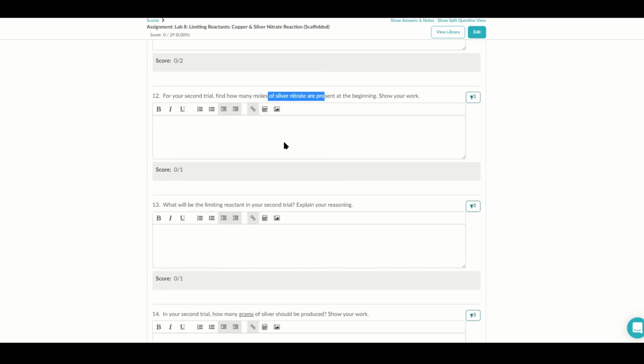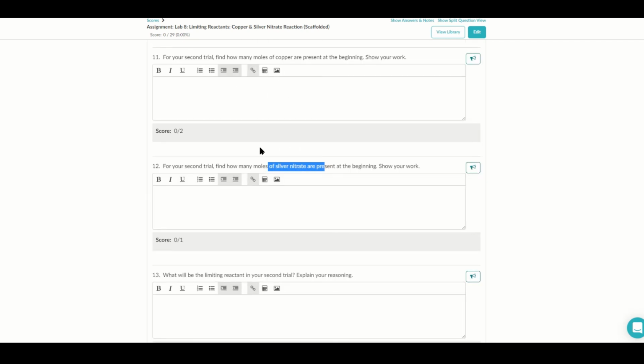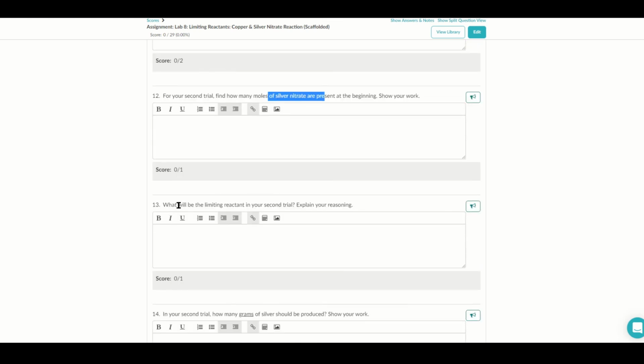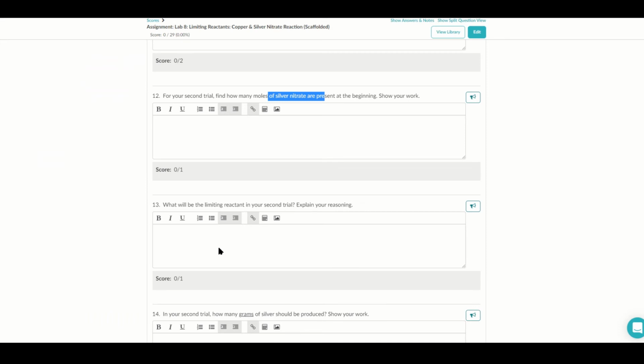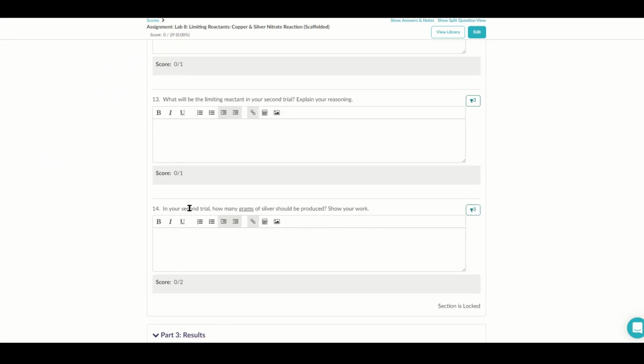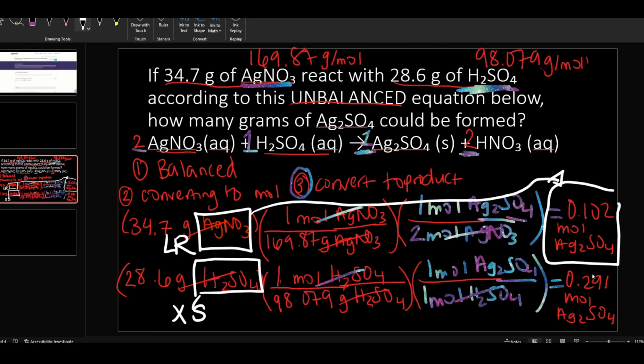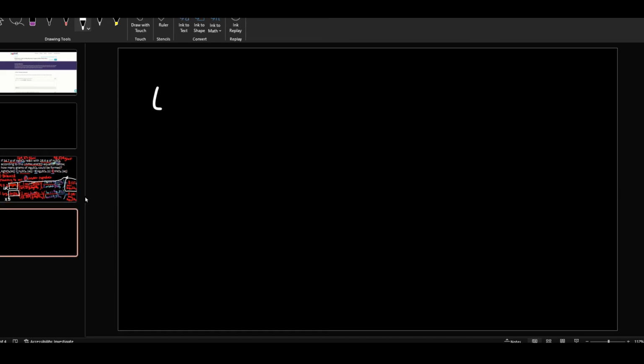So notice that it tells you to determine moles, so we did that. And then it goes straight to what's going to be the limiting reactant. So you have to do this exact same thing, but for your particular reaction in the lab. And then you have to determine how many grams of silver would be produced. So basically how many grams of product. So what you would do is take this amount right here, the 0.102 mole.